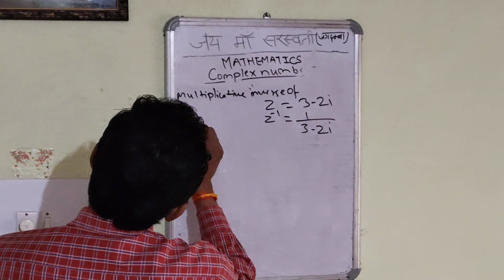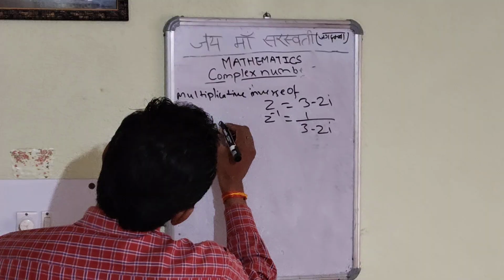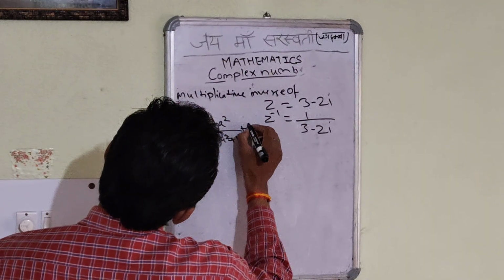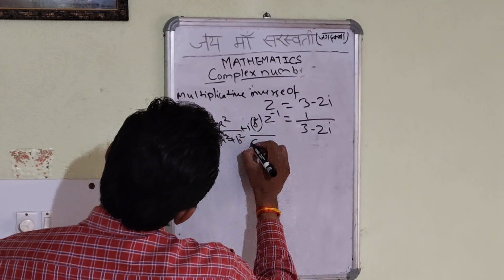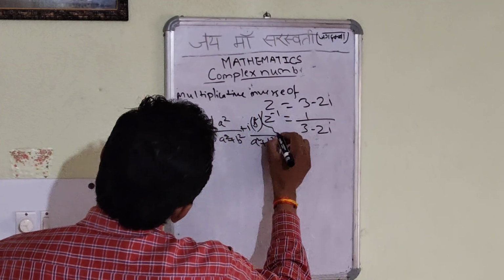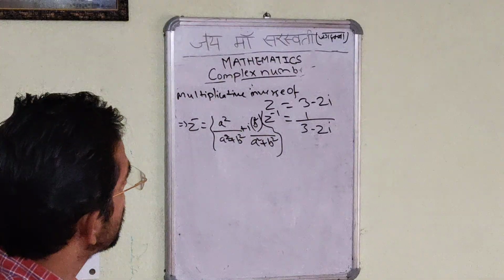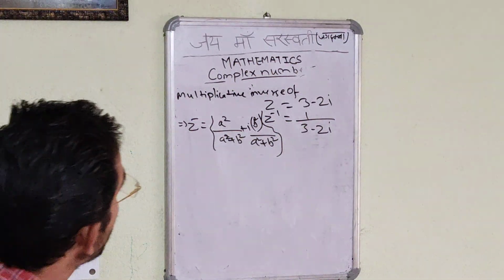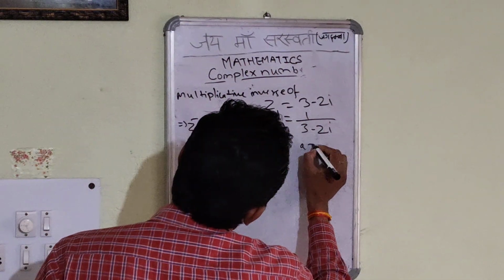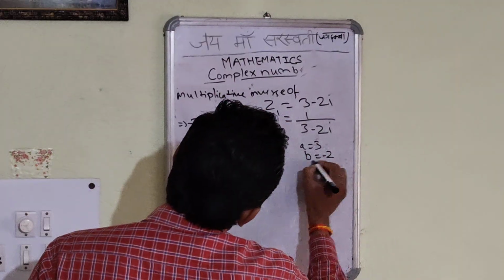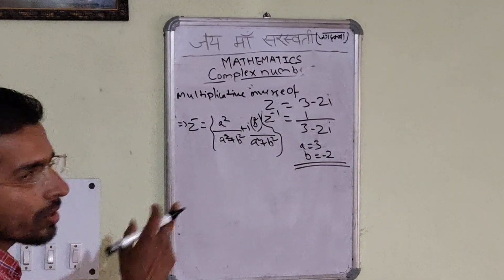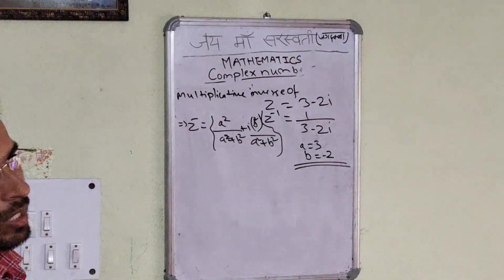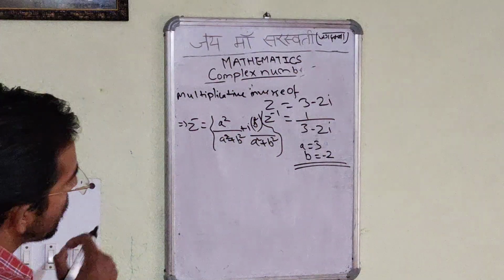We have seen here z inverse is equal to a by (a square plus b square) minus ib by (a square plus b square). Understood? So we had seen here that z inverse is equal to 1 by 3 minus 2i, that is, a is 3 here, b is minus 2 here. So we have to substitute the values of a and b in this particular expression.